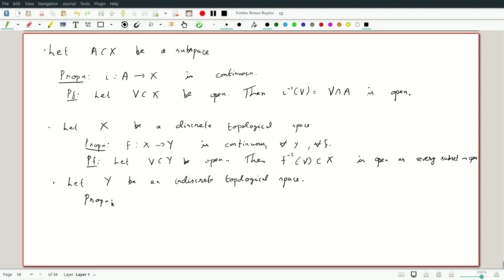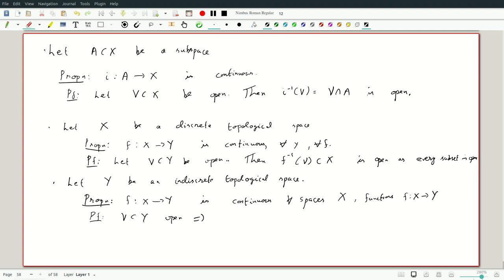And then we have the following proposition: f from X to Y is continuous for all spaces X and functions f from X to Y. In the previous case, it was because it was far too easy to be an open set in X. This time it's because there are far too few open sets in Y. So V in Y open implies that V is the empty set, or V is Y, which implies that F inverse of V in the first case is empty, or F inverse of V is X, which implies that F inverse of V is open.